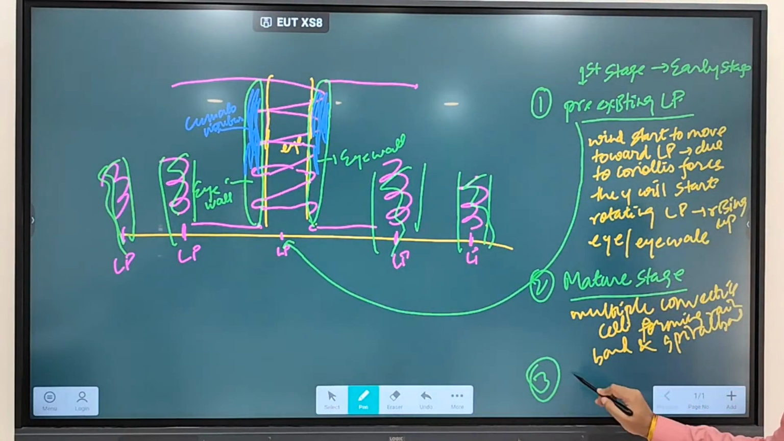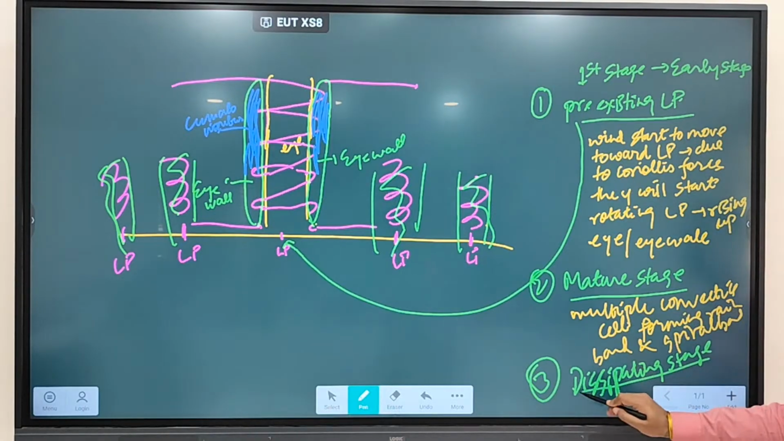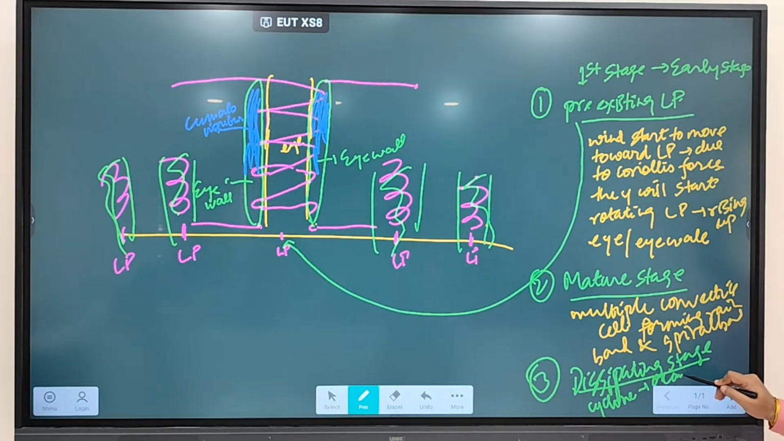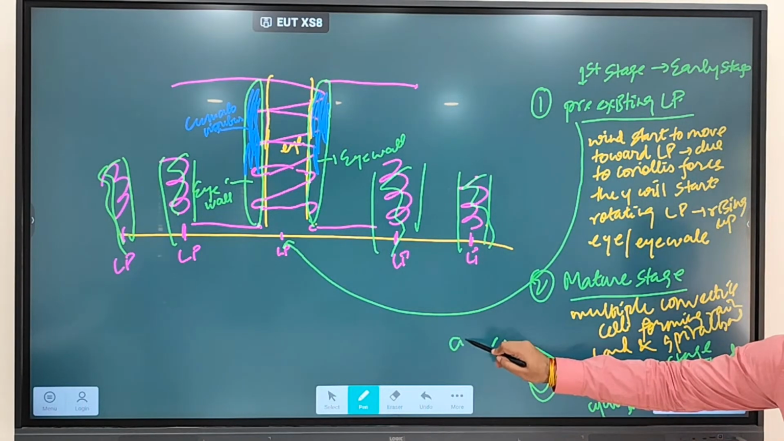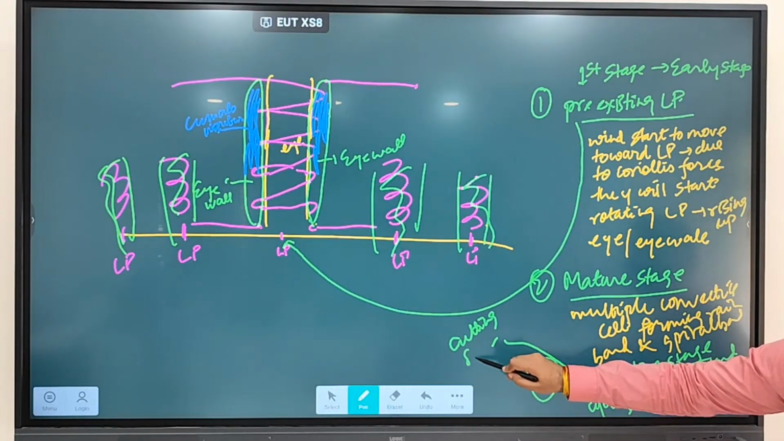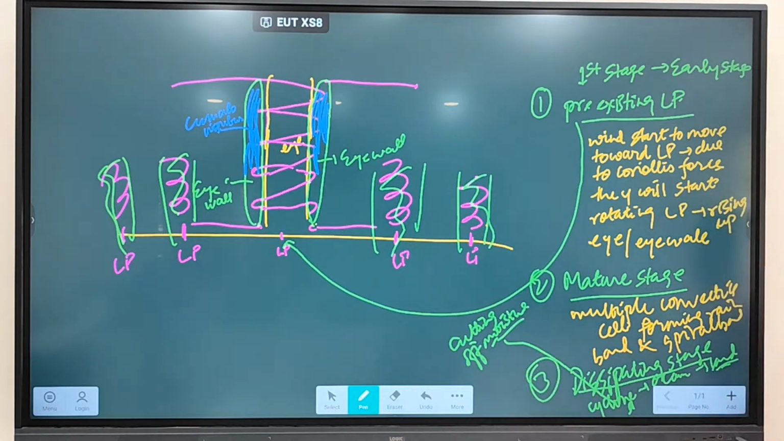Dissipating. The third stage is the dissipating stage. So as the cyclone moves from the ocean towards land, in coastal areas, when it starts to move from the ocean to the land, what will happen? There will be a cutting of the moisture.